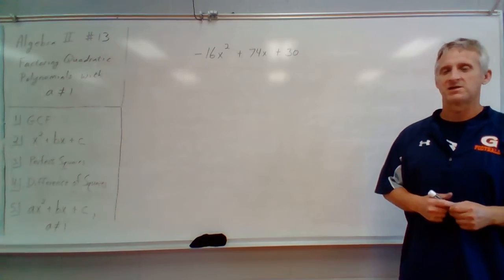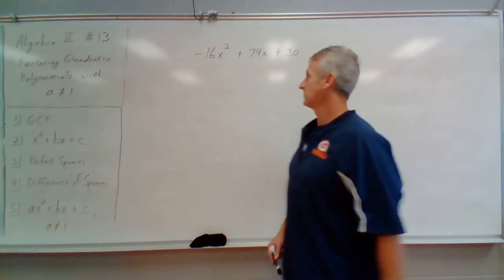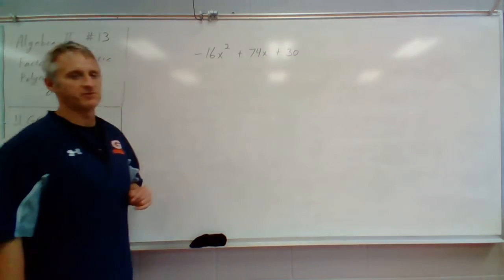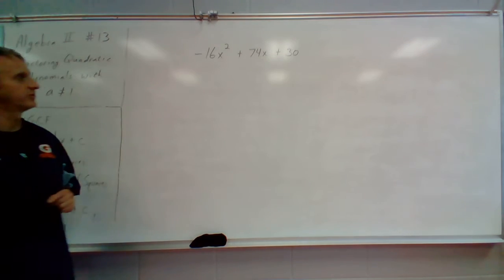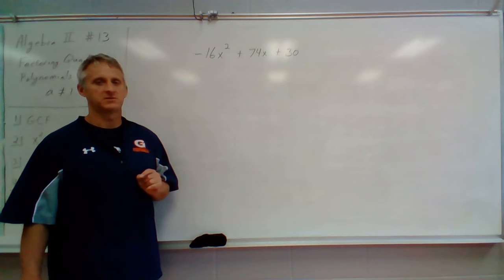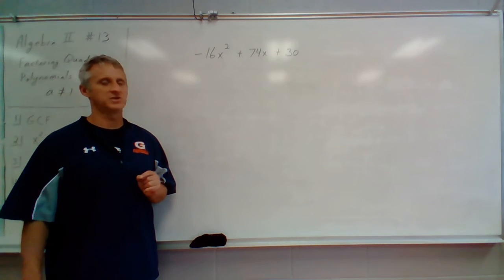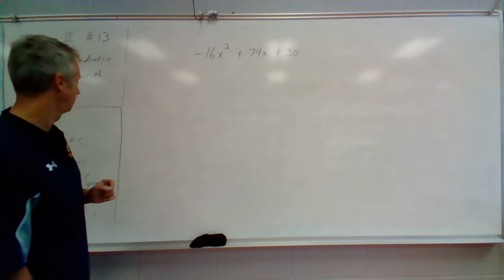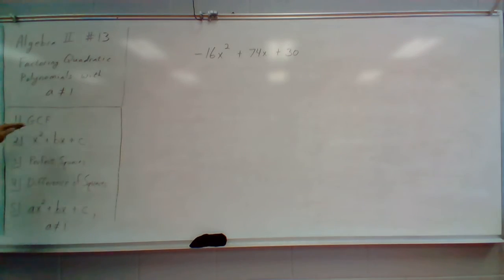All right, so let's try another example. I have negative 16x squared plus 74x plus 30. And those are some pretty big numbers. Always, always, always check and see if there's a greatest common factor first. Always check for GCF first.